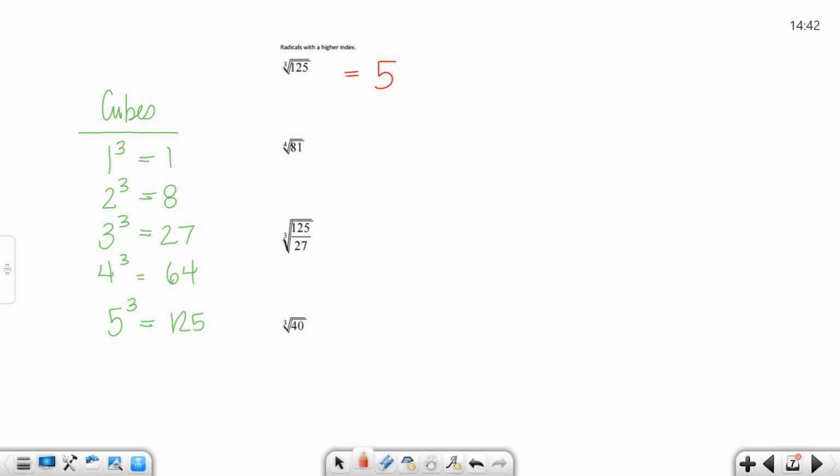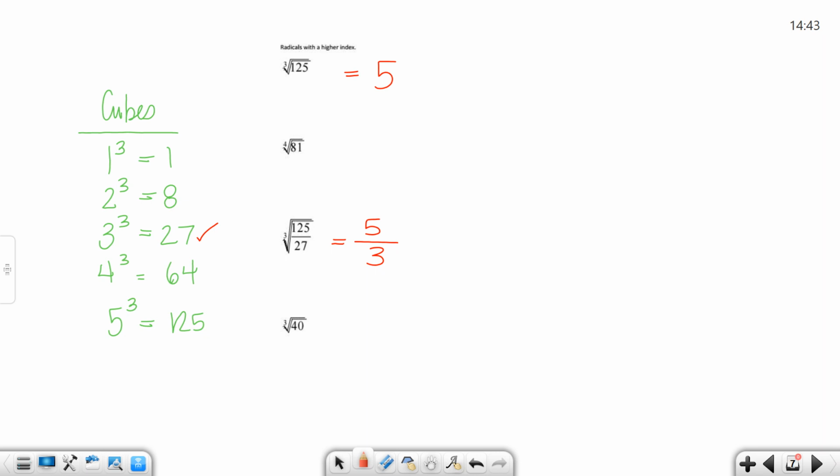Basically, anything we've done with a square root today, we could do with a cubed root and a fourth root, and a fifth root as well. Let's skip 81 and come back. The next one you see is a fraction. You can take the radical of the pieces. So the cubed root of 125 would be 5, and the cubed root of 27 would be 3. So this answer would just be 5 over 3.